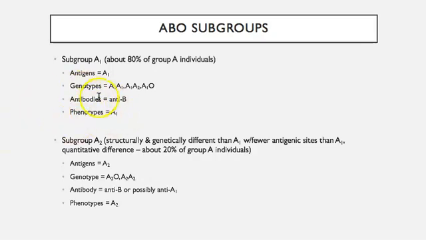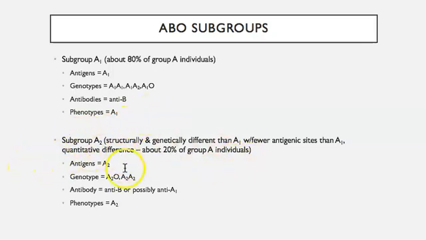A1, which makes up about 80% of your group A people. So the antigen that they produce would be A1. The possible genotypes could be A1A1, A1A2, or A1O. They're still going to produce anti-B antibodies, and they're still going to phenotype as A. It's just going to be the A1 subtype.